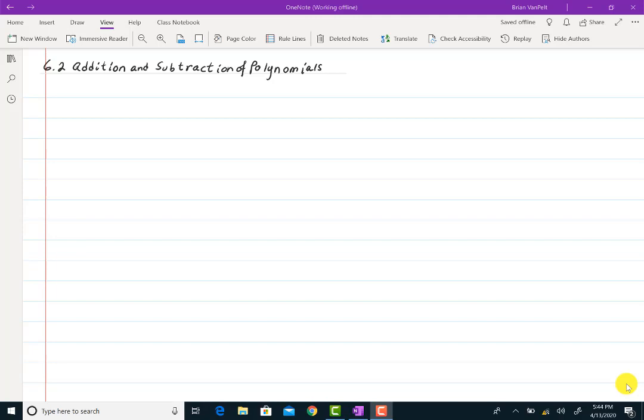In this section, we're going to look at adding and subtracting polynomials. And before we do that, I should probably tell you what those things are. So let me start with a definition.